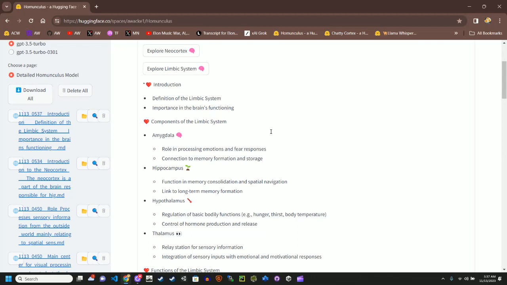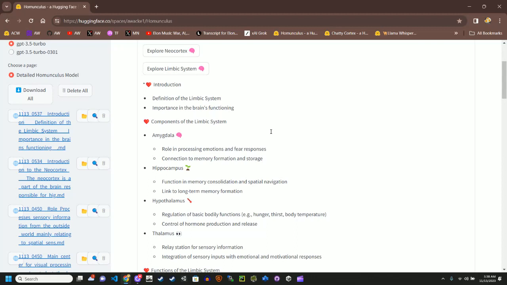Thalamus: relay station for sensory information. Integration of sensory inputs with emotional and motivational responses. Functions of the limbic system. Emotion: processing and regulation of emotions. Influence on mood and emotional responses.